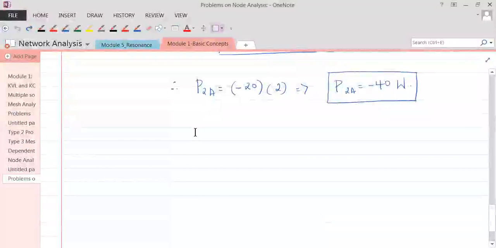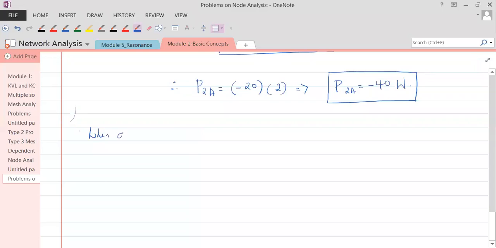Okay, everybody listening here. Today what we shall see is when do we know a node voltage. That is the question that we are answering today. When do we know a node voltage?